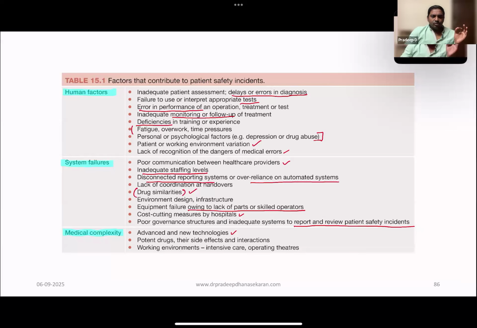System failures are poor communication, inadequate staffing, infrastructural inadequacy, then lack of coordination at handovers, drug similarities can happen, and equipment failure, lack of parts or skilled operators, all these can be a system failure. Medical complexity: you have advanced and new technologies, certain potent drugs, whose side effects and interactions are not generally analyzed in the real world scenario. In such cases, these are the factors that can cause patient safety incidents.